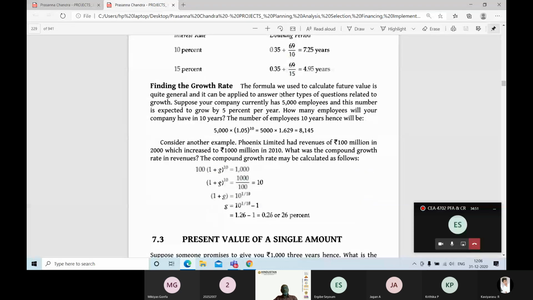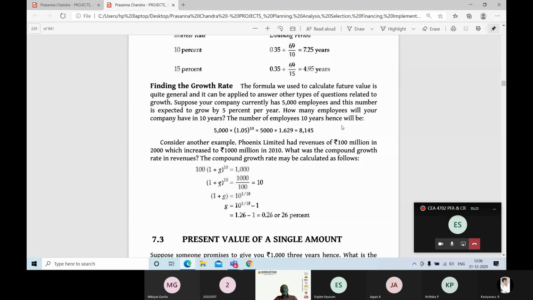Finding the growth rate. The formula we use to calculate the future value is quite general and it can be applied to answer other types of questions related to growth. Suppose your company currently has 5,000 employees and this number is expected to grow by 5% every year. How many employees will your company have in 10 years?